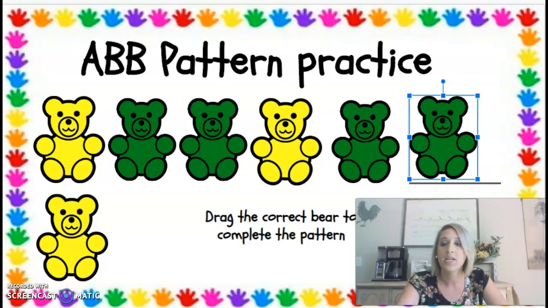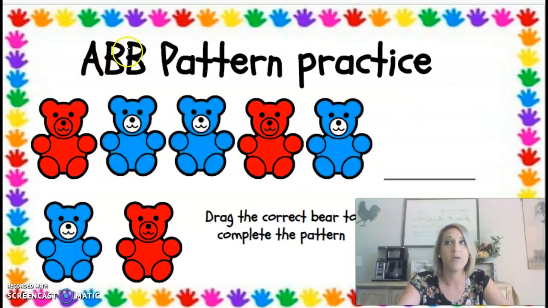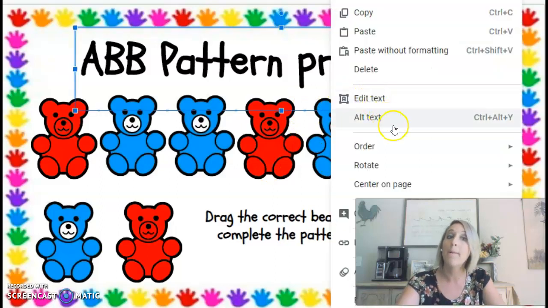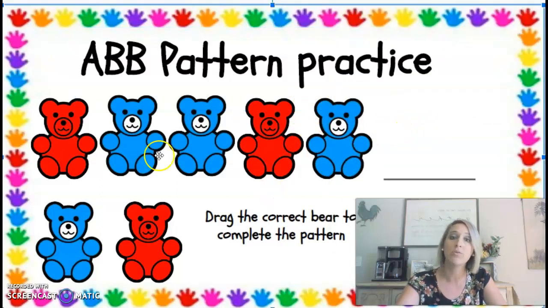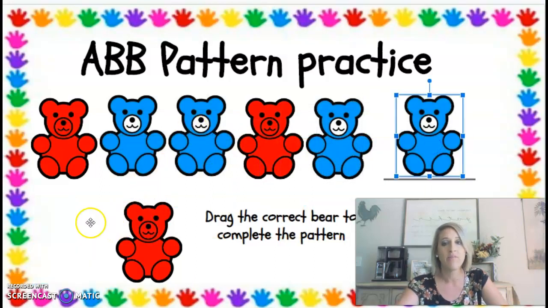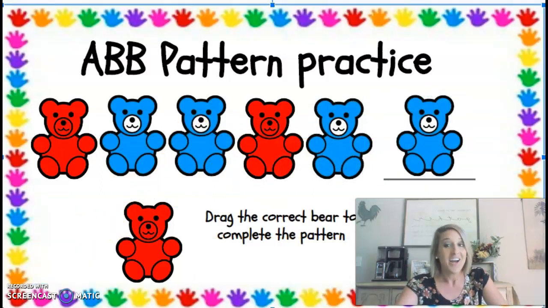All right, next we have this A-B-B pattern. All right, red, blue, blue. Red, blue, and we need to find what's missing. All right, so remember, it's a certain order. All right, red, blue, blue, red, blue, oh, blue. Good, so let's drag the blue bear up there in the spot. Very good. All right, last one.